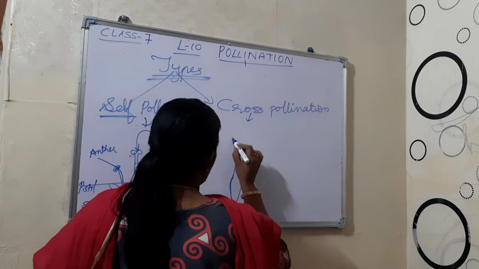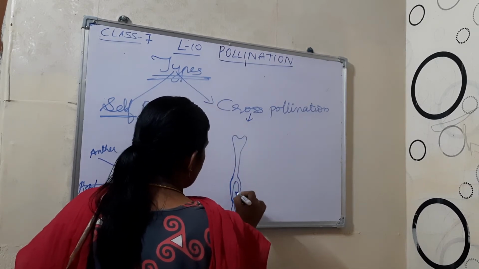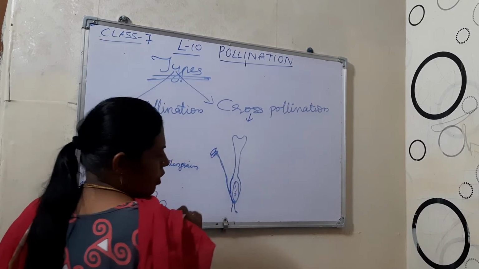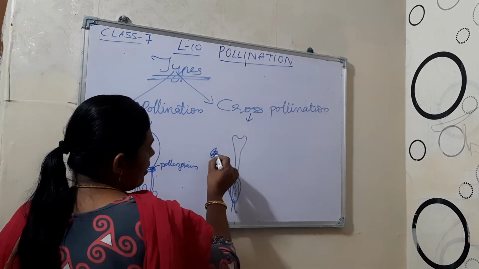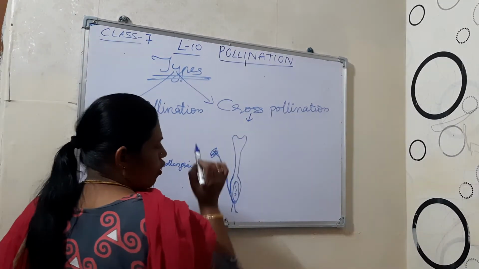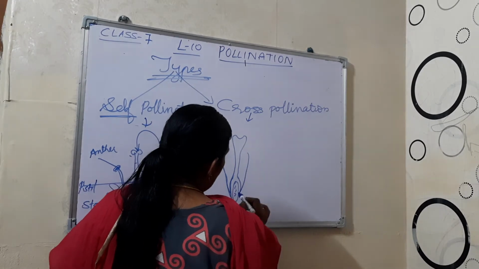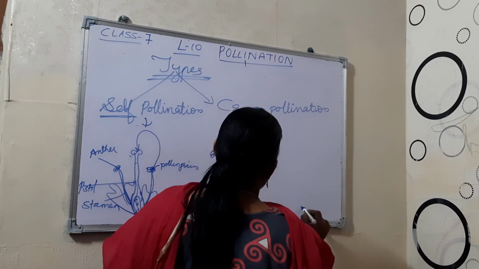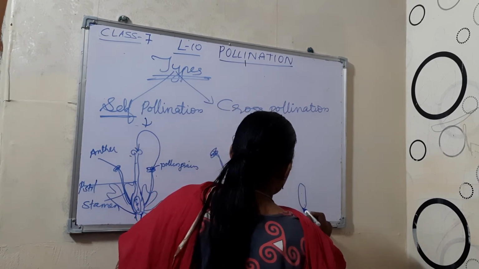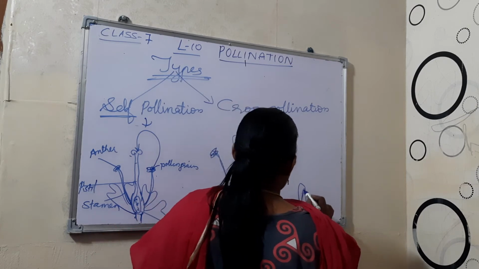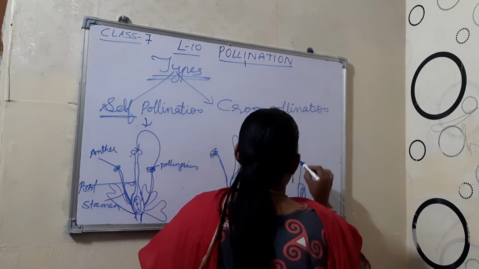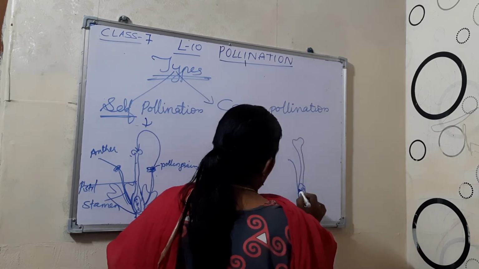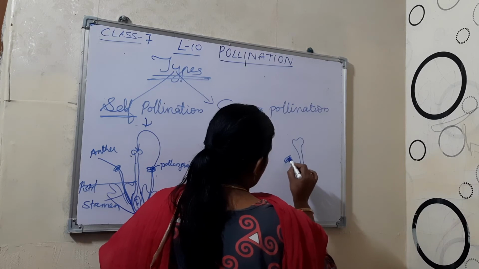Now see, this is the stigma, right? And here you can see the stamen. I am drawing only one. Okay, this is the stamen, and here it contains the pollen grains, but it is not falling here. Then what happens? See, there will be another plant. Okay, here it is. So see, here also the stamen, right?